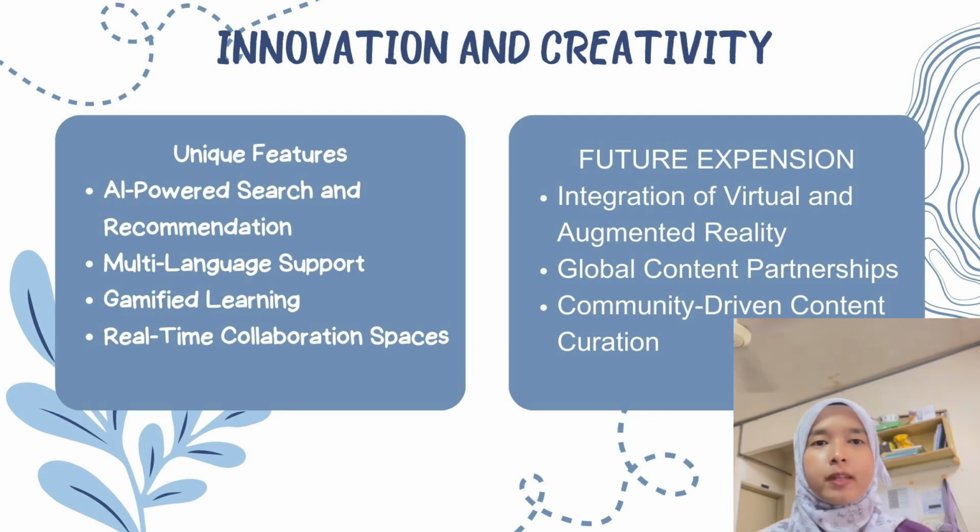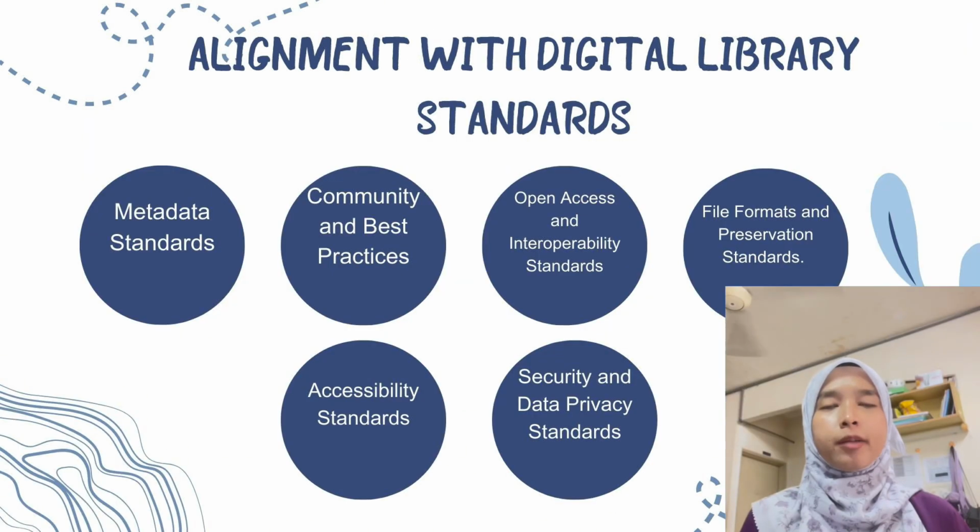For future expansion, the first one is integration of virtual and augmented reality, incorporating VR and AR experiences to allow users to explore historical archives, museums, or even virtual classrooms. The second one is global content partnership. Literally Digital Library will expand in collaboration with international institutions to provide access to a broader range of multilingual and multicultural resources. And the last one is community-driven content curation. This will allow users to contribute content, create resource playlists, and participate in curatorial decisions to build a more user-centric library.